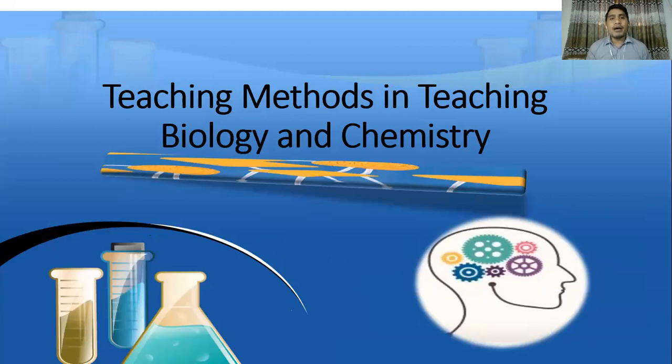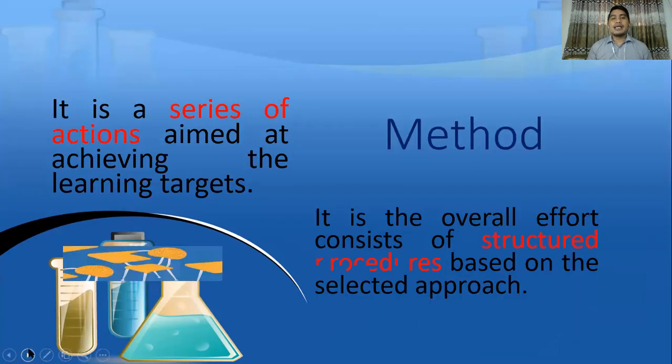So talking about methods in teaching biology and chemistry, we need to start by defining what a method is. When we say method, it is a series of actions aimed at achieving the learning targets. Another statement in the slide says it is the overall effort consisting of structured procedures based on the selected approach. So from the teaching approach that we are using, we follow different processes, different steps for us to be able to achieve our learning targets.